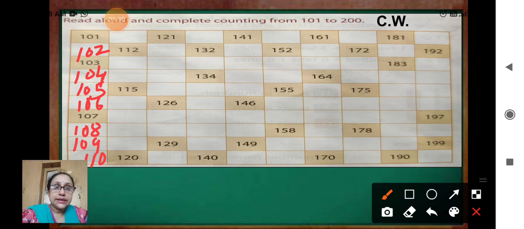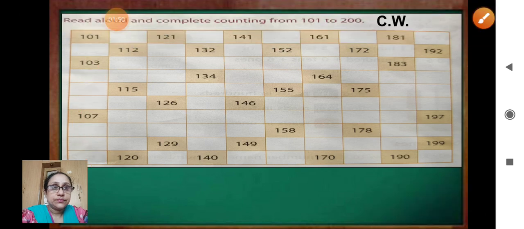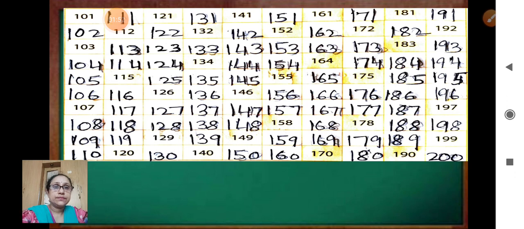Okay. Like this. Say loudly and write the numbers. Complete. Okay. You have to write till 200. Finish it like this. Done, children?